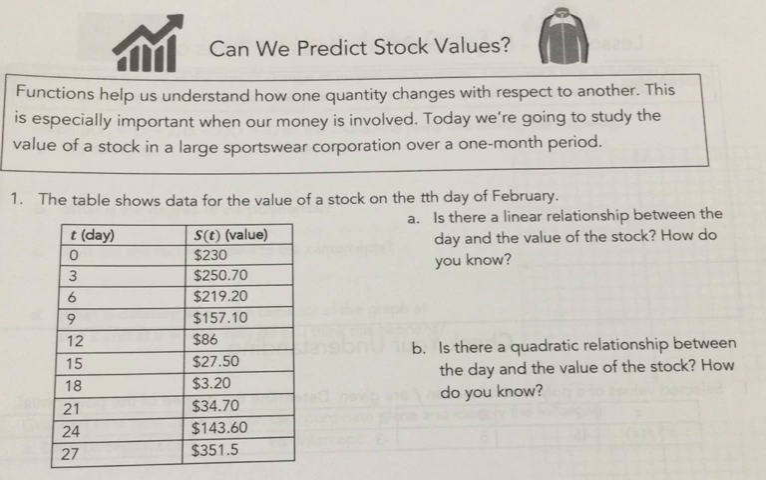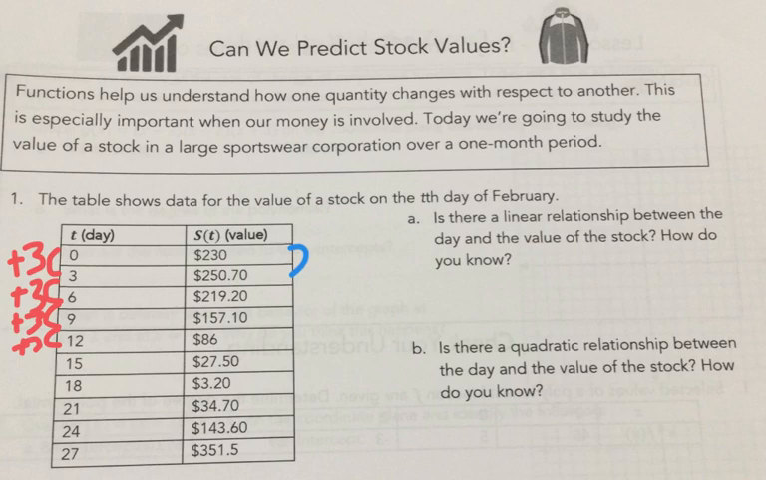So A, is there a linear relationship between the day and the value of the stock? So what is required to have a linear relationship? Well, over equal intervals of the X value, which in this case is T, right, so over equal changes in the domain, we need equal changes in the range. Do we have equal changes in the domain? We do. So let's check the changes in the range.